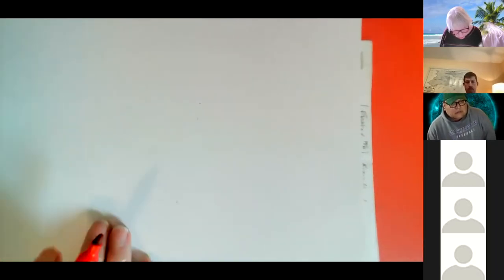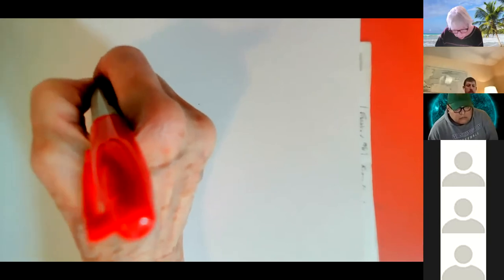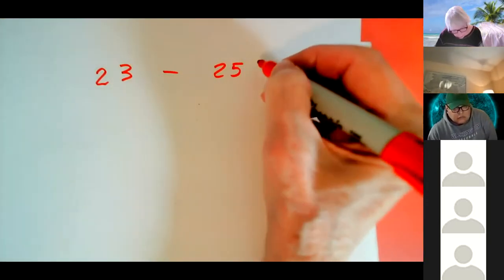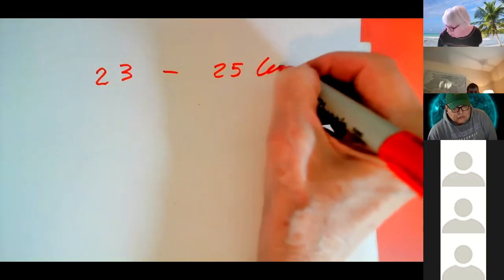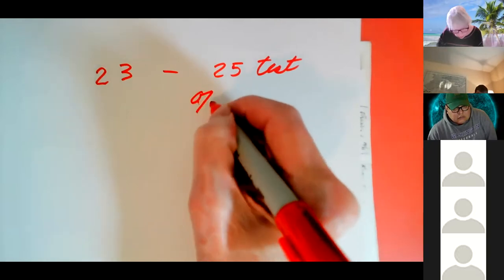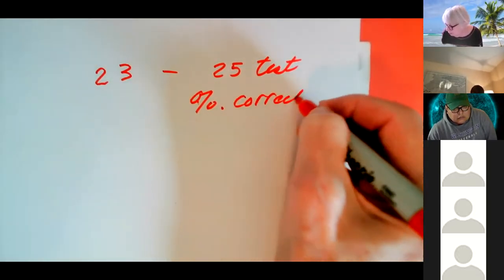Okay, here's a problem about test scores. On a driver's test, the student answered correctly 23 out of the 25 question test. What percent is this? What percent was answered correctly?